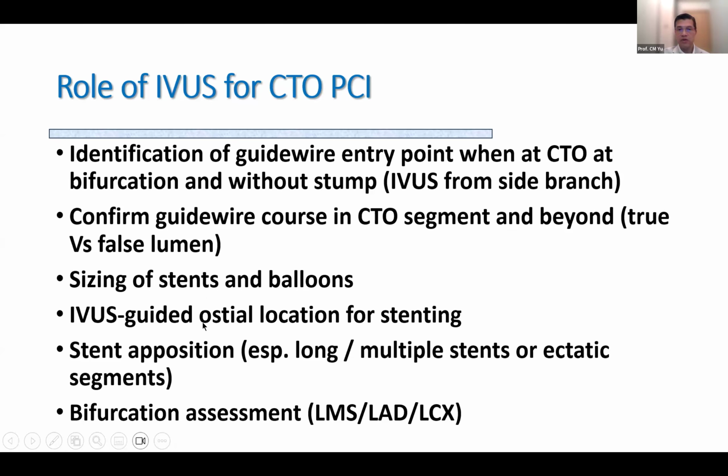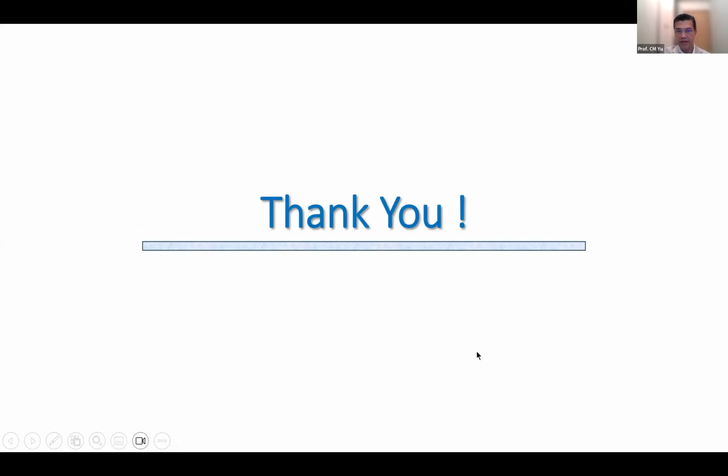So IVUS is also very useful to guide the ostial location for stenting, especially when we encounter multiple stents. Stent position is very important. Like here, we have long segment, we have multiple segments, and also we have ectatic segments that I think IVUS is a must for the excellent result. And of course, for bifurcation assessment, IVUS provides us a very important information, especially when we encounter left main to LAD and circumflex bifurcation stenting. So I think with that, I will thank you very much for your attention.